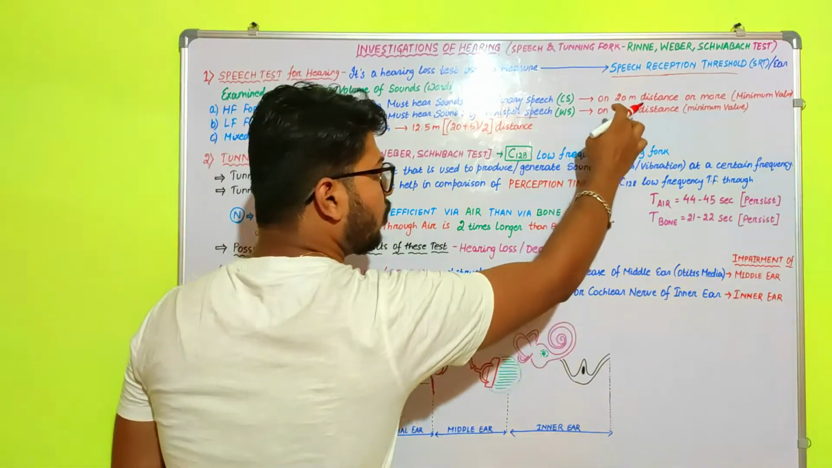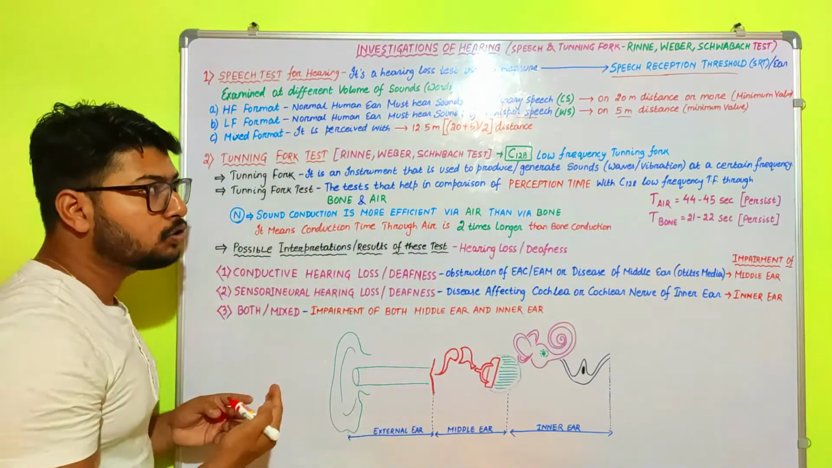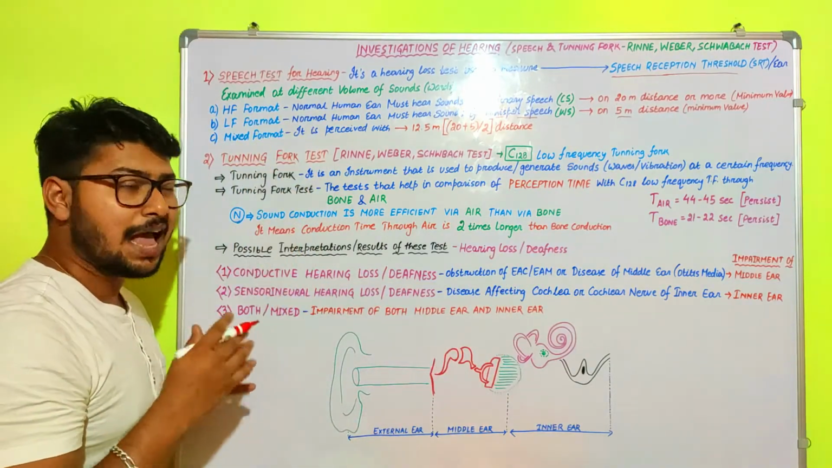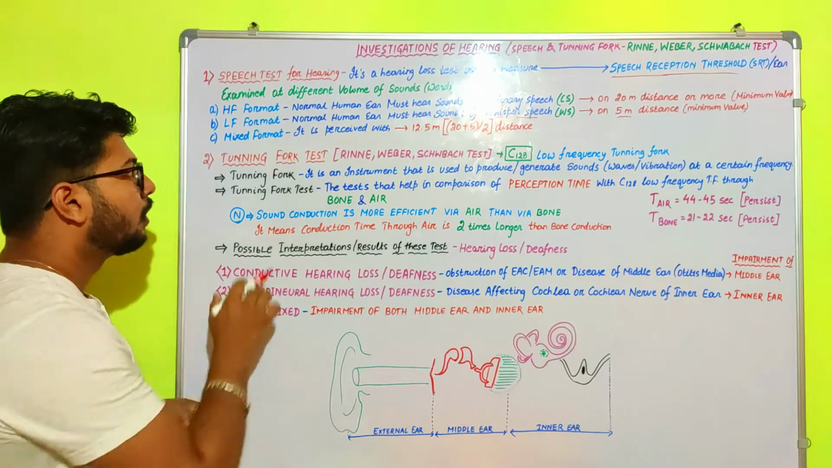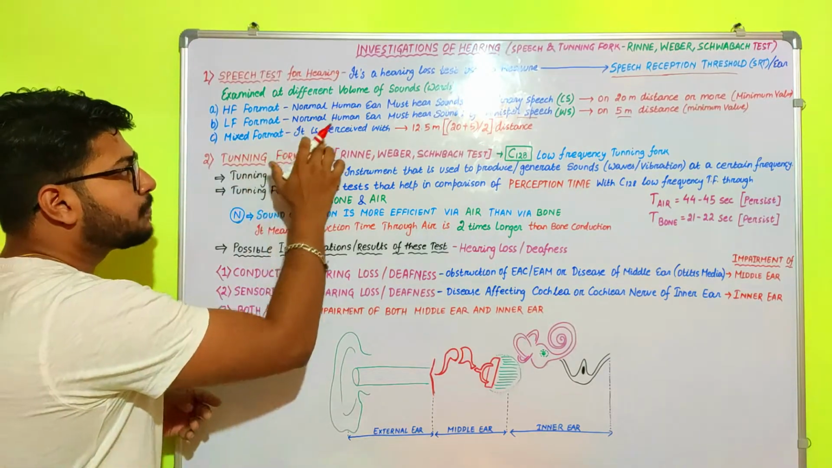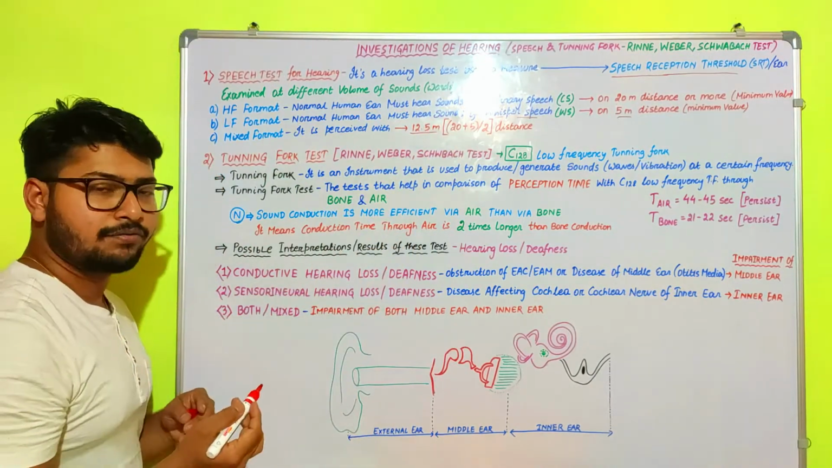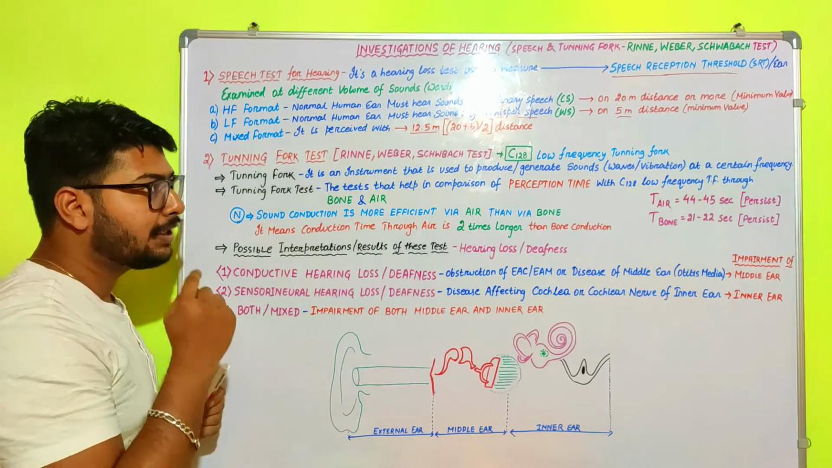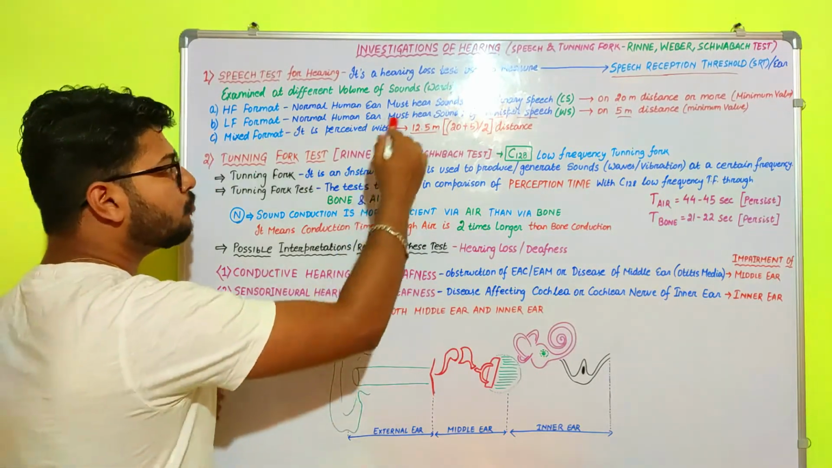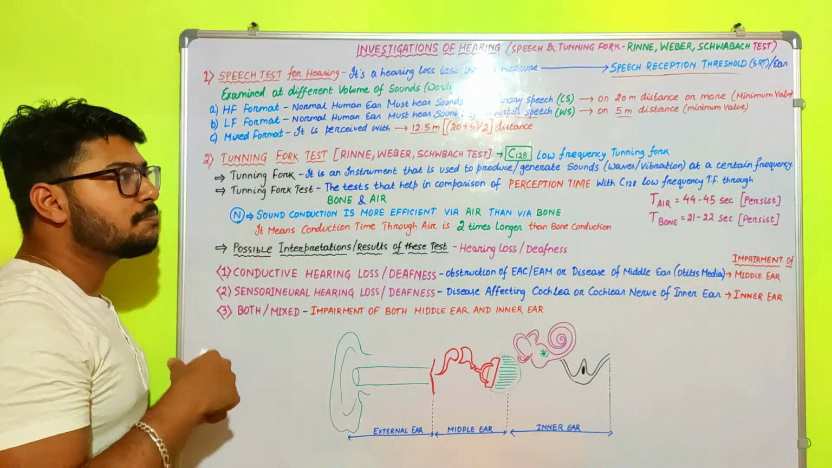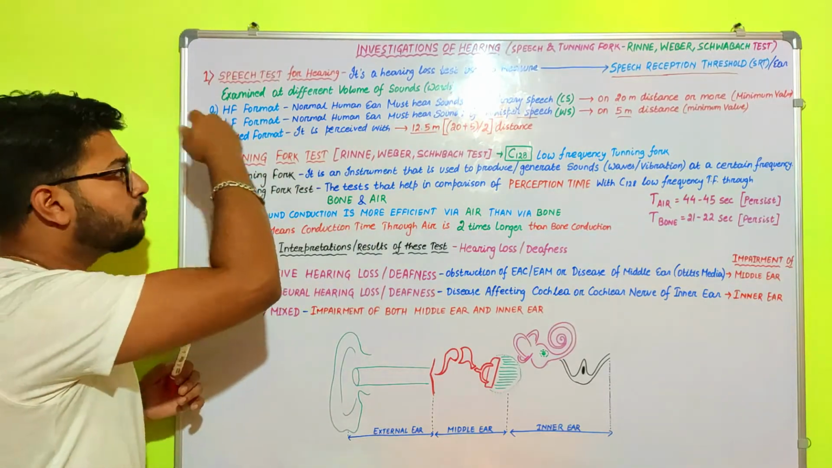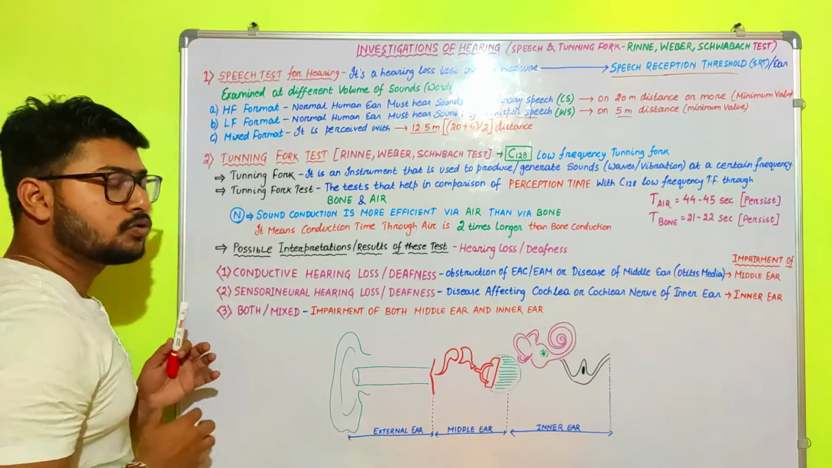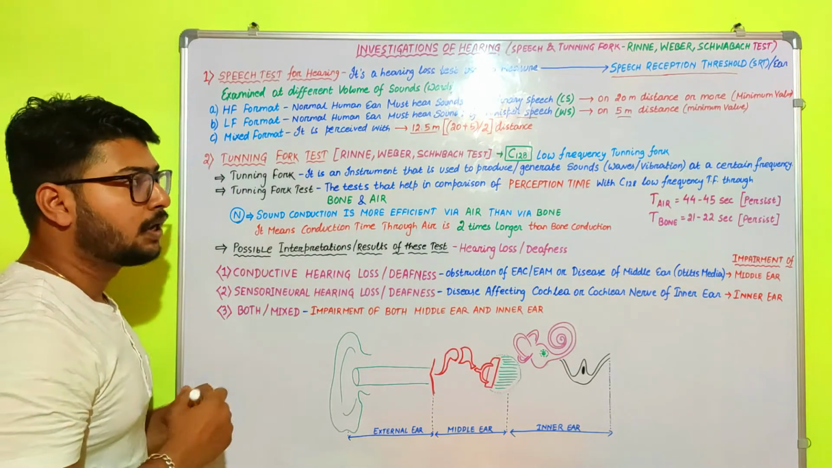If the value comes below this normal value, then we conclude that the patient is having some kind of hearing loss. Mixed format means it is perceived at a distance of 12.5 meters. If we calculate the average distance perceived by a normal human ear, then we find the mixed format. It means mixed frequency of sound waves having both high frequency and low frequency. So these are the conclusions of the speech test.